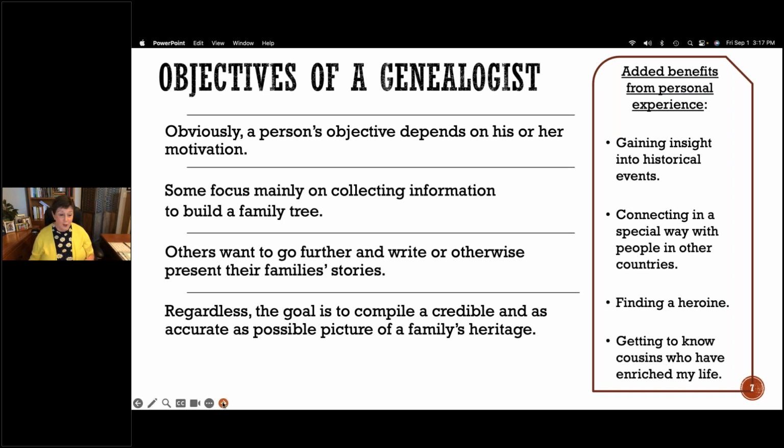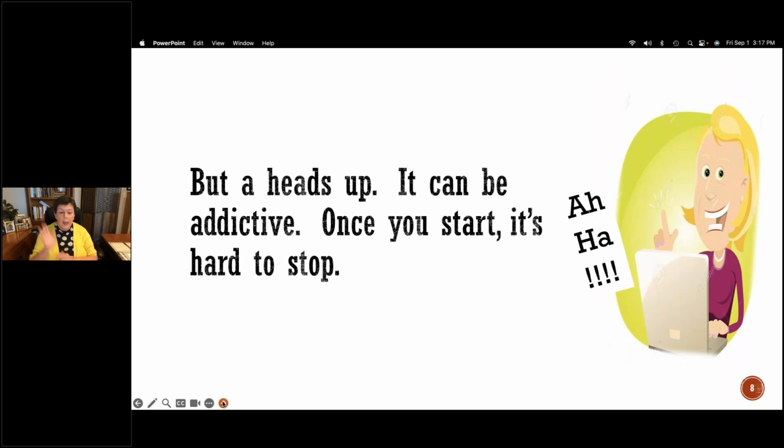Okay, before launching into the next part of the presentation, I want to give you a heads up. Genealogy is addictive. Once you start, it is hard to stop. Now, maybe it's the thrill of the hunt, or loving those aha moments, or just getting to know your family and yourself better. A couple months ago, I was reading Barbara Ray Venter's book, I Know Who You Are, and came across a passage that I think describes this phenomenon.